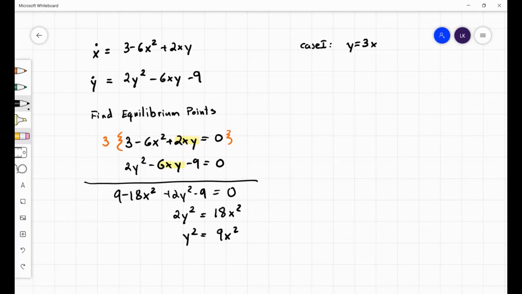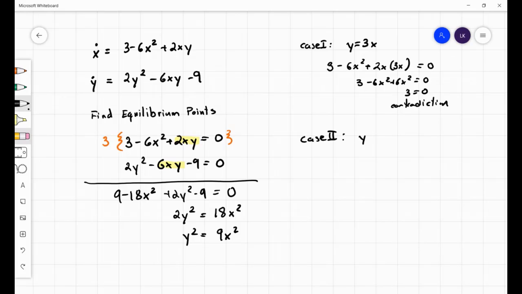Looking at the first equation, we have 3 minus 6x squared plus 2 times x times y, where y is 3x. So we get that 3 equals 0. This is, of course, a contradiction. So case 1 wasn't fruitful.